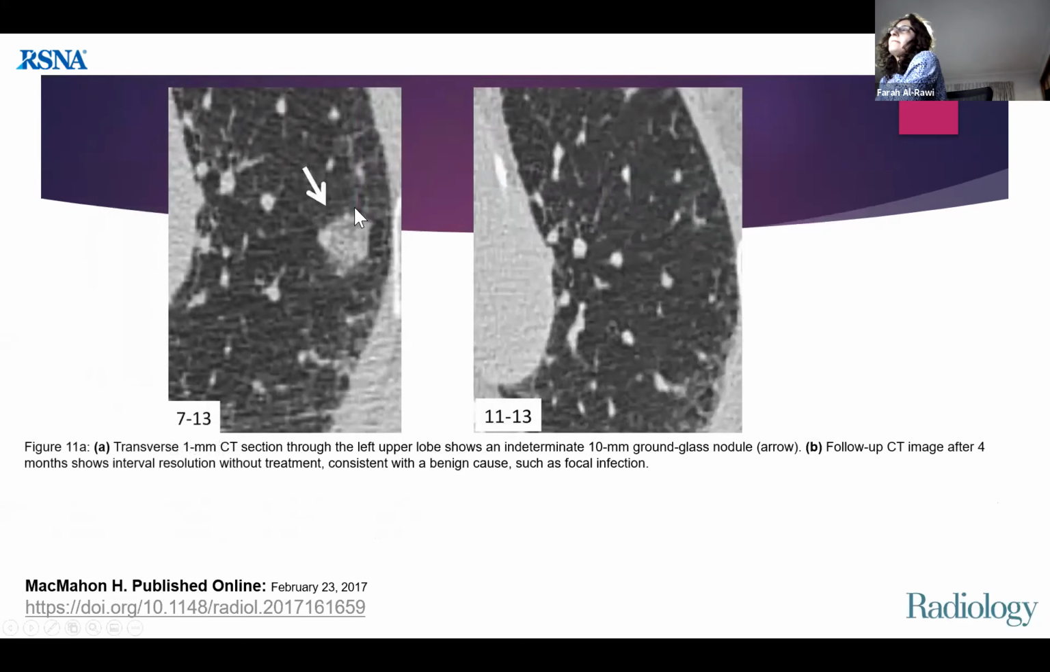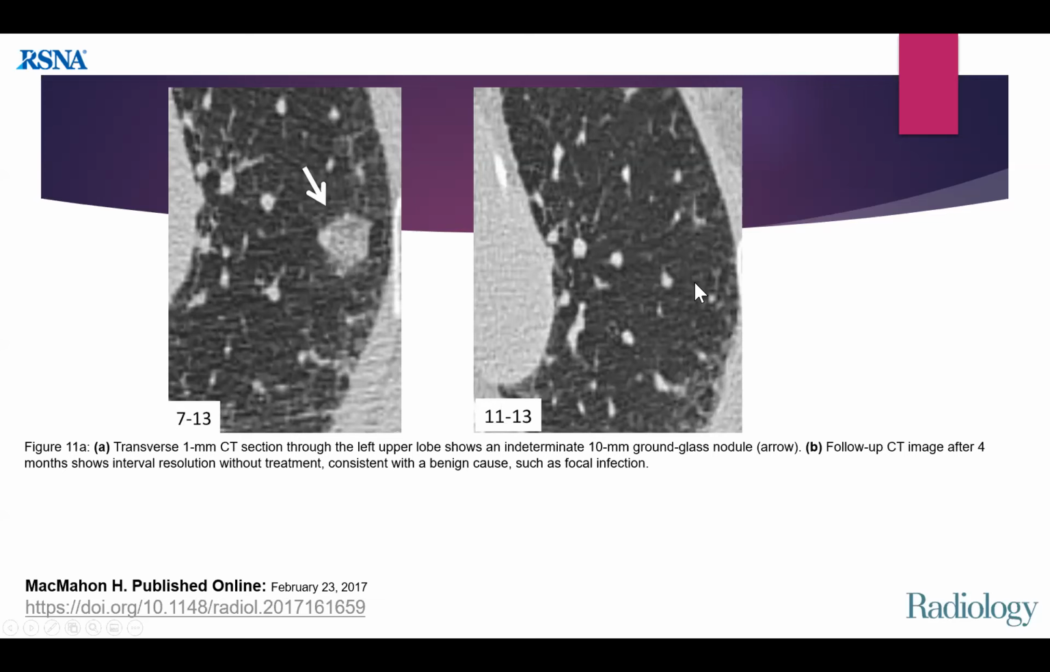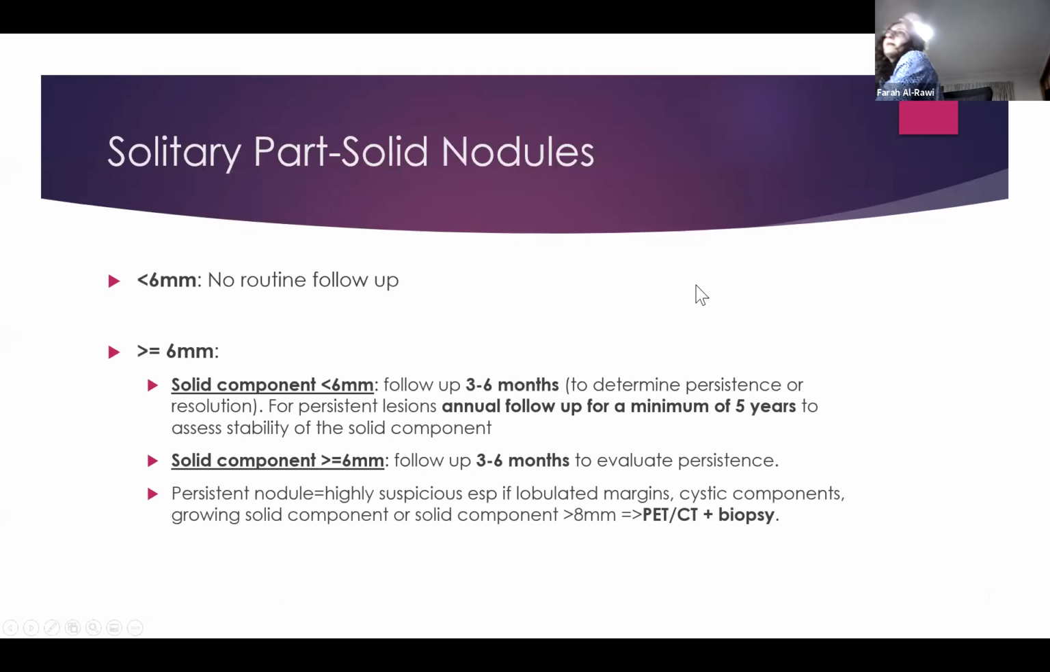This nodule, on the other hand, does look suspicious. It's almost solid. It's irregular, but we followed it up, and this one actually disappeared. So it must have been like an infection or something benign. So it's tricky. Part solid nodules basically means it's ground glass, but it's also got a solid component. So it's a bit of both.